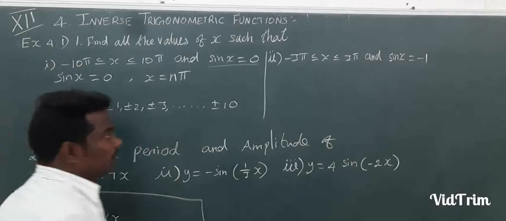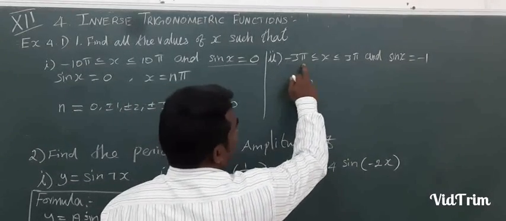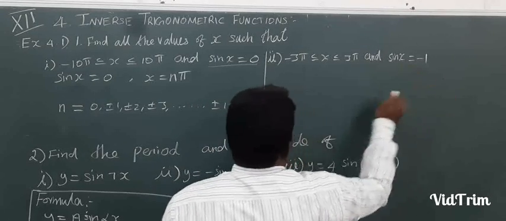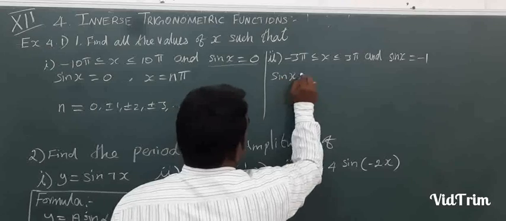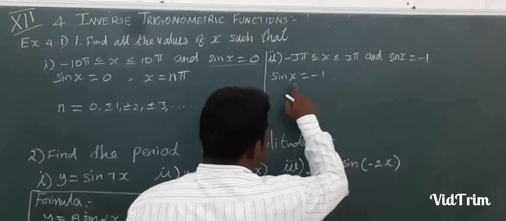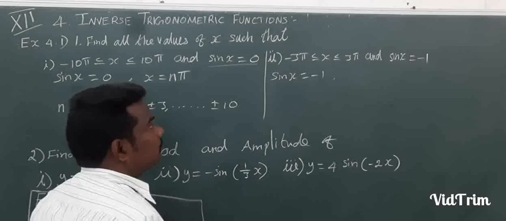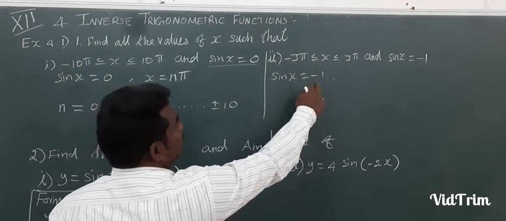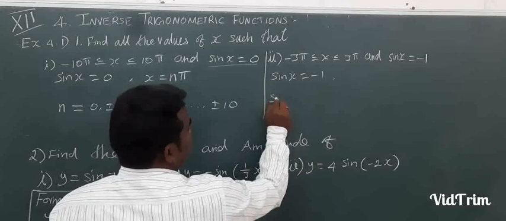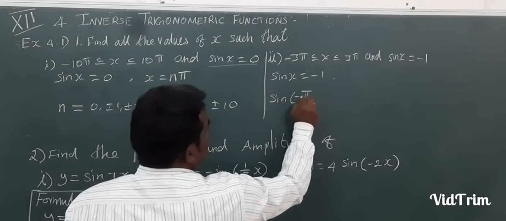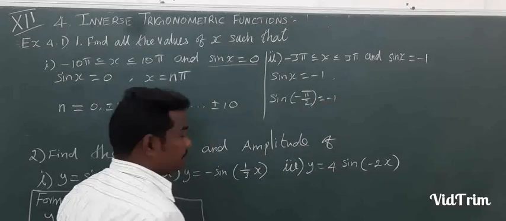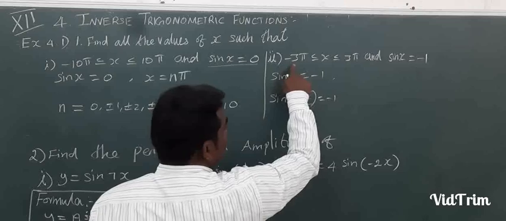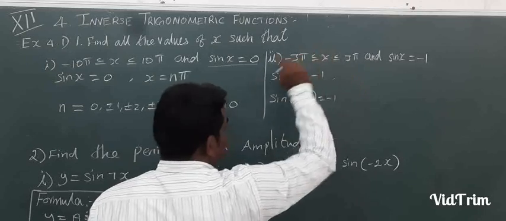Moving to the next question. They are giving the limits minus 3 pi by 2 to plus 3 pi by 2, and the given value is minus 1. Sin x is equal to minus 1, which means you guess what value of x gives minus 1 for sin. I select sin of minus pi by 2 is equal to minus 1. That is the answer, but they are giving the limits minus 3 pi by 2 to plus 3 pi by 2.